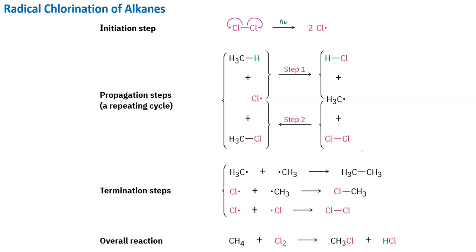The initiation step is the generation of that radical. And then once that radical is formed, it can do a bunch of damage, is how I always picture it. But it can react with pretty much anything. So you can just abstract another hydrogen, or you can react with another chlorine and reform the chlorine gas. So it's kind of a mess in the propagation step.